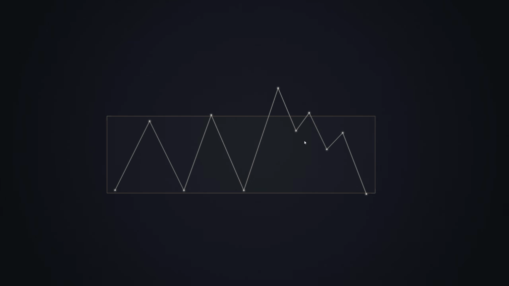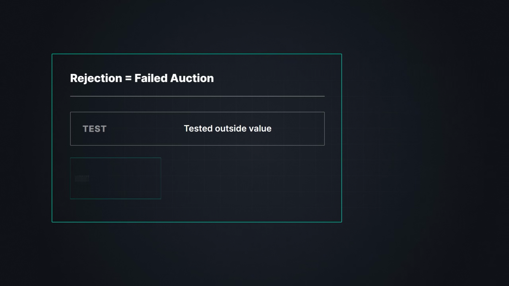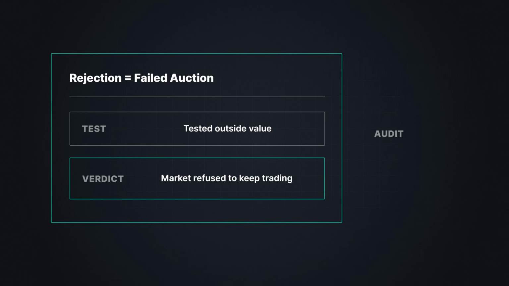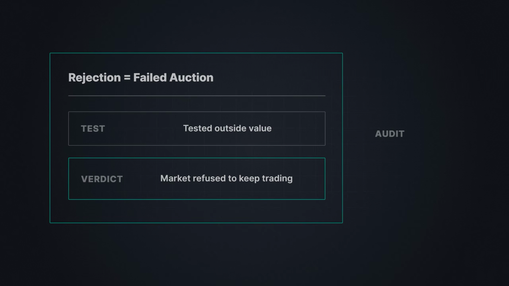Note this down. A failed breakout is not just wrong direction. It is an auction failure. Price tried to live outside the fair area and got pulled back. This is called rejection, or a failed auction. Price tested outside value, but the market refused to keep trading there.